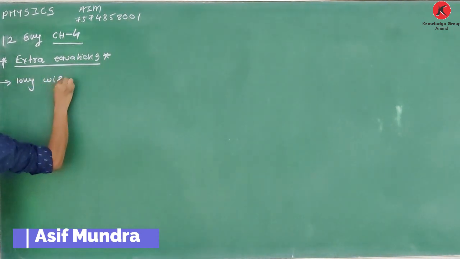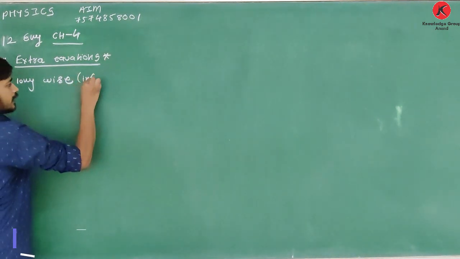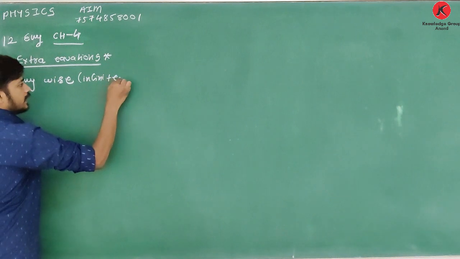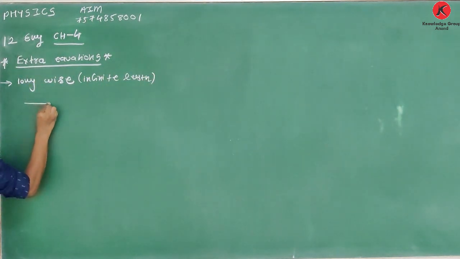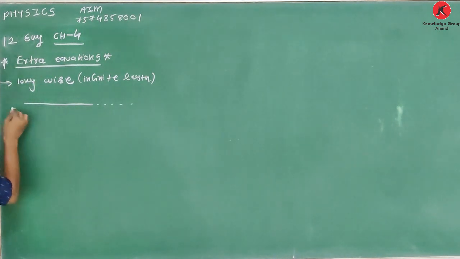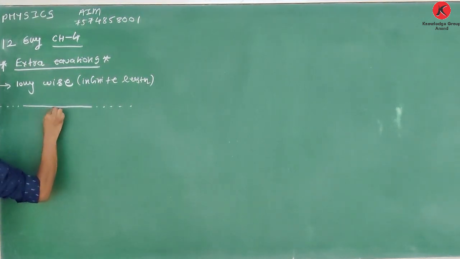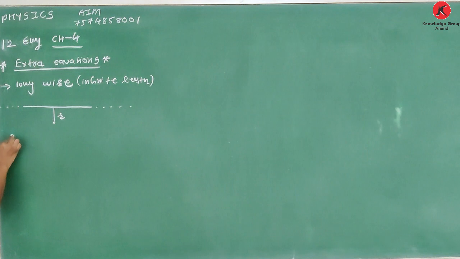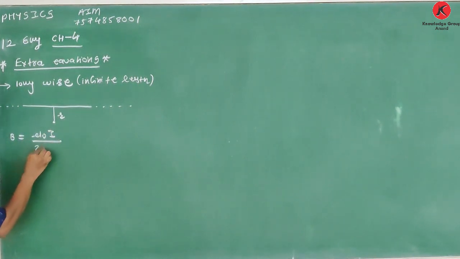See, we know that due to a long wire, meaning a wire having infinite length, what is the equation of magnetic field outside, for example, at distance r? Yes, we know that the magnetic field is B equal to mu 0 I upon 2 pi r.